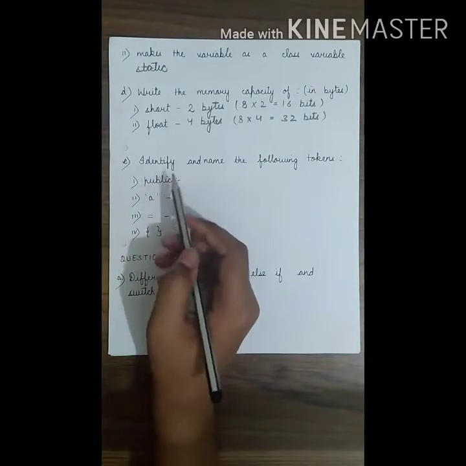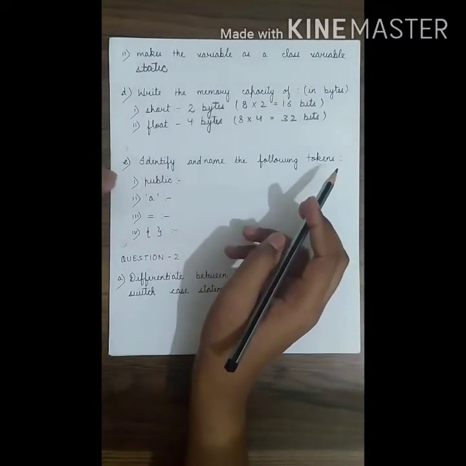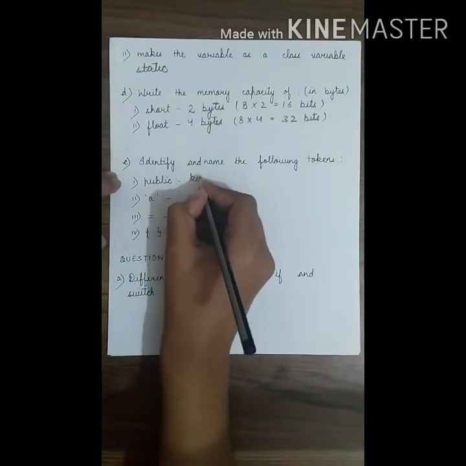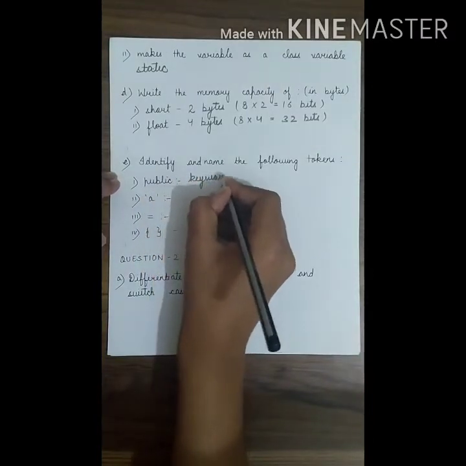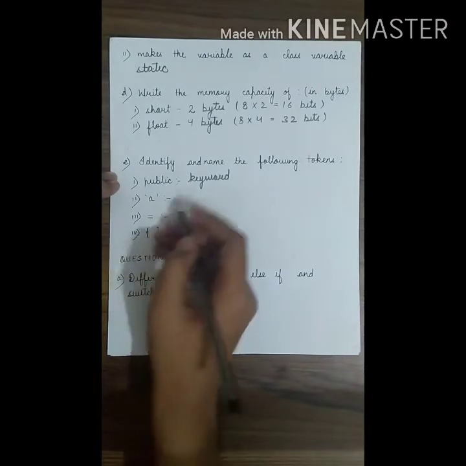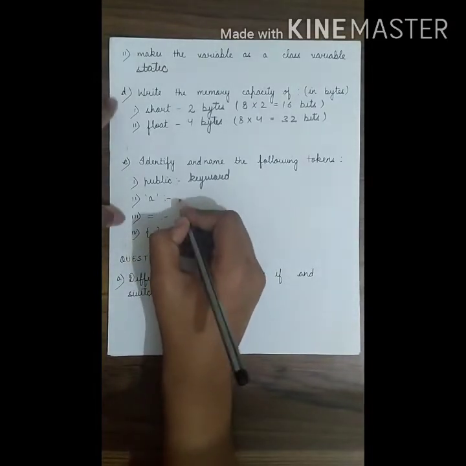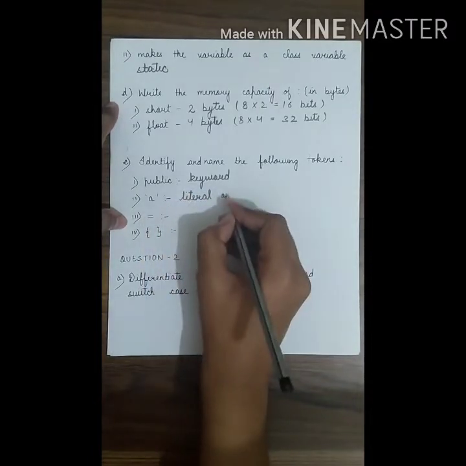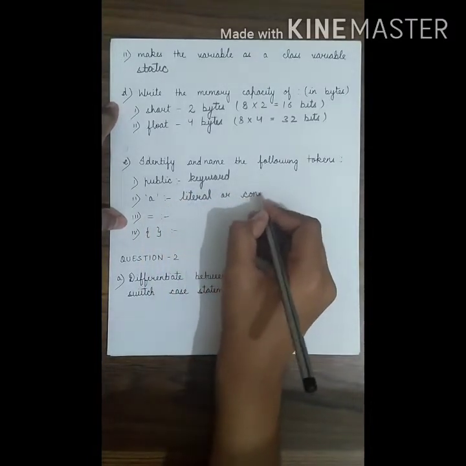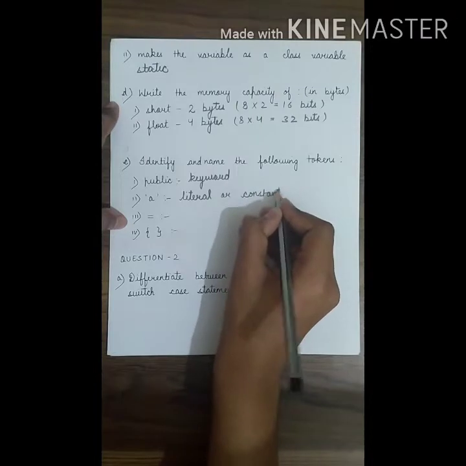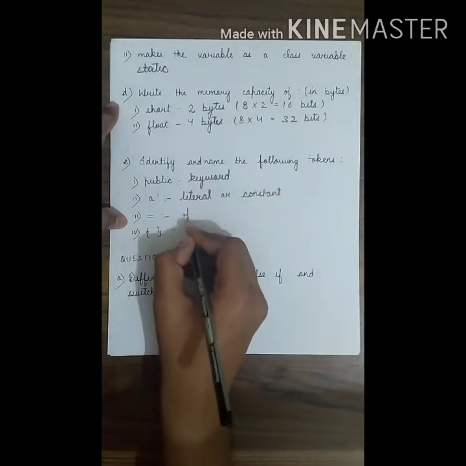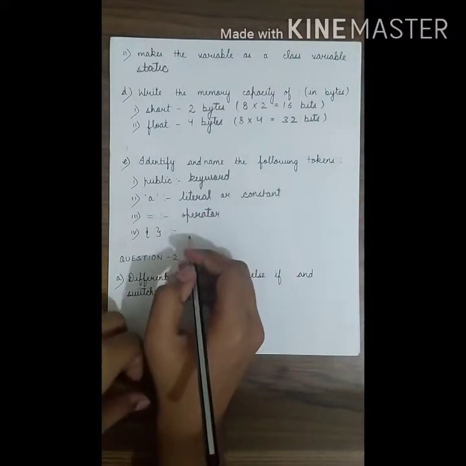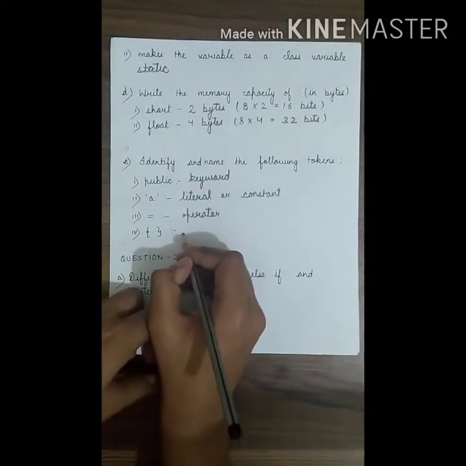E part: identify and name the following tokens. The first token is public. Public is a keyword. A with single quotes is a character literal, so we will write literal or constant. Is equal to is an operator. And the fourth one is parenthesis. Parenthesis is a separator.